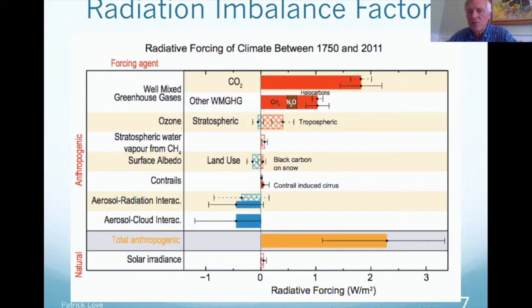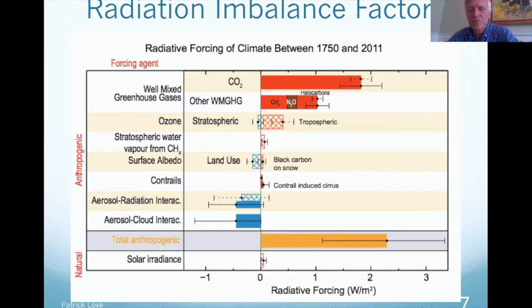And so you can look down here and see the contribution from CO2, from the other well-mixed greenhouse gases, from ozone. Ozone in the stratosphere has a cooling effect, that's the blue bar. Ozone in the troposphere has a warming effect. We saw that ozone line in the emission spectrum of the Earth. That's the red hatched bar.